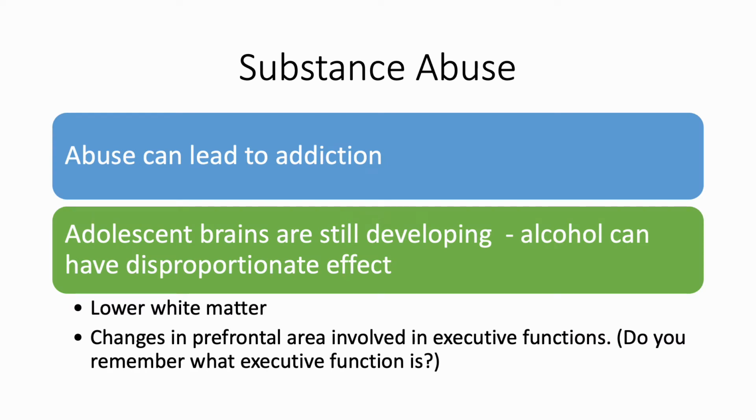Now let's talk about another risk-taking behavior, which is substance abuse. And abuse can lead to addiction. Adolescent brains, remember, are still developing, and alcohol can have a disproportionate effect on them. It results in lower white matter and changes in the prefrontal area involved in executive functioning. So, who remembers what executive functioning is? If you don't, you may want to go back and look it up. But executive functioning helps you to manage time, pay attention, switch your focus, to plan and organize, to remember details, to avoid saying and doing the wrong thing, and to do things based on your experience, and then to multitask. Although multitasking is overrated, none of us really do it well.